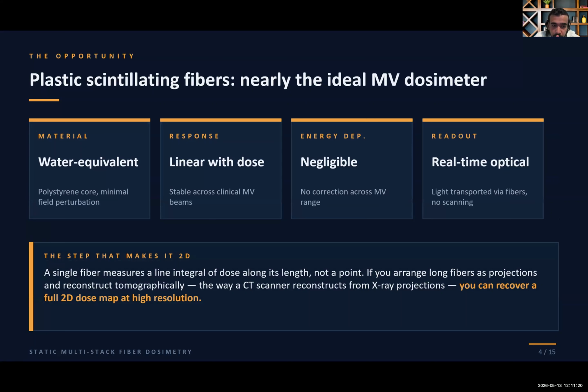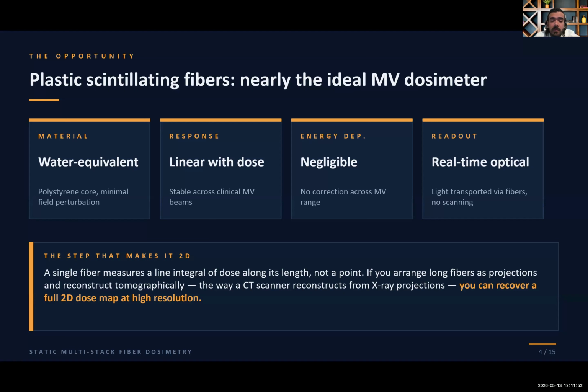To overcome those gaps, we have plastic scintillating fibers, which are nearly the ideal MV dosimeter and a strong candidate to fill that gap. Beddar's classic work in the early 90s established that polystyrene scintillators are essentially water equivalent in megavoltage beams, with linear dose response and very low energy dependence.